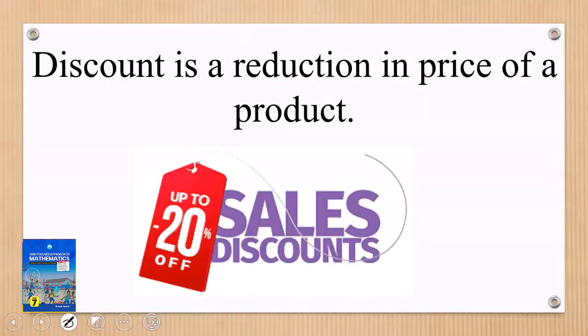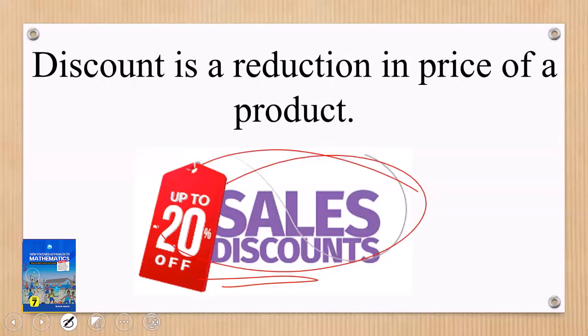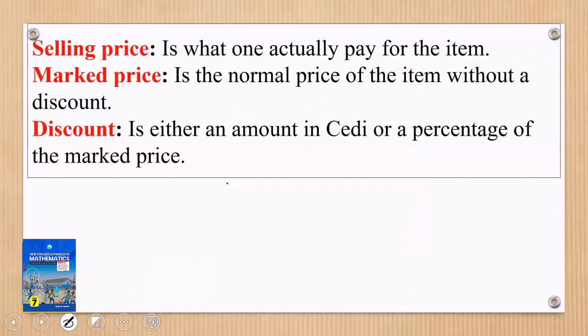Now, what is discount? It simply means reduction in price of a product. Sometimes you see these symbols on dresses or items at the supermarket that say up to 20% off, sales discount. All they are trying to tell you is that if you see such a label, whatever they are selling, they can reduce it by an amount of money or by percentage. All right, so that is all about discount.